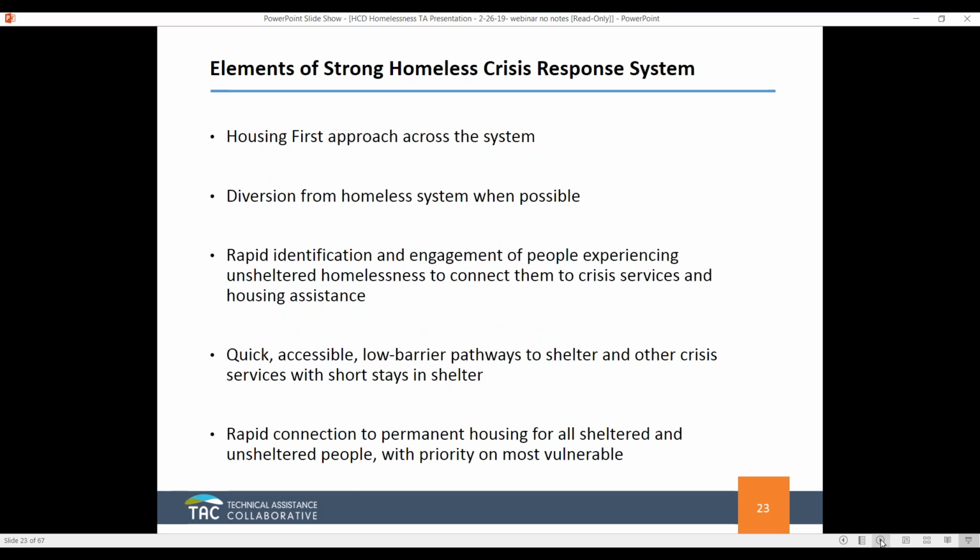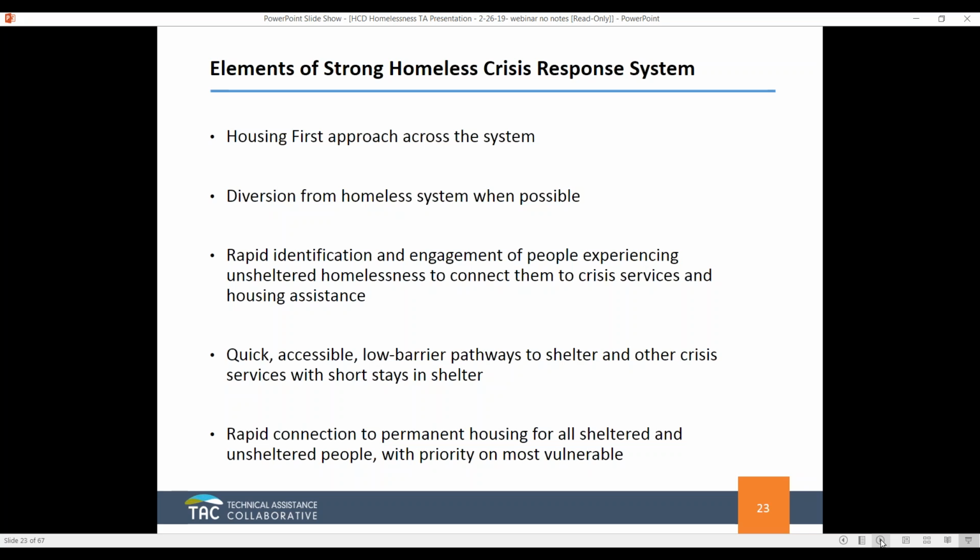So essentially, these elements of a strong homeless crisis response system tie back into the technical assistance that HCD is offering. So I'll talk quickly about the elements for the strong system, but what the technical assistance will do is ideally help strengthen those elements to make your systems as strong as possible.